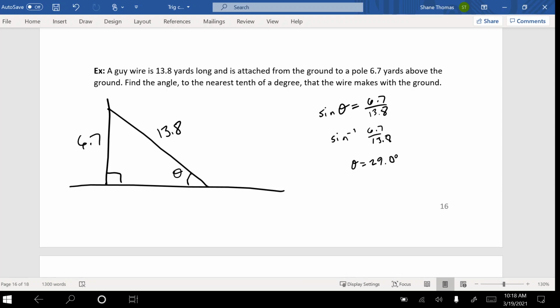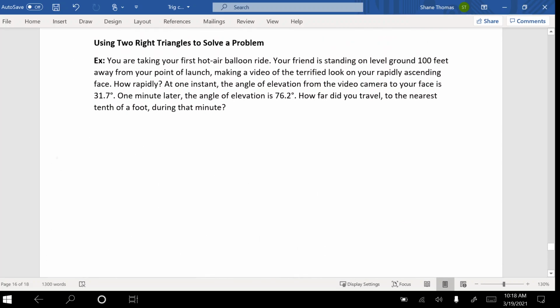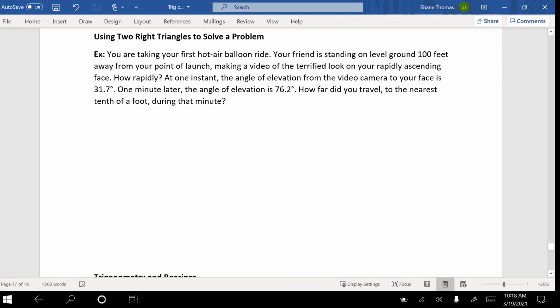Ready for the next one? Questions? All right. What happens if we have to use two right triangles? This one's kind of fun. We'll do this one together. I'm not going to give you one on your own for this. Probably be one on the homework.